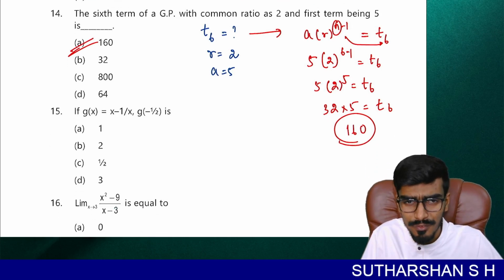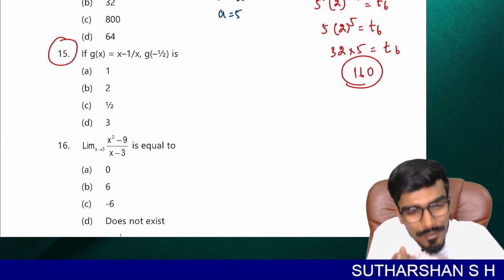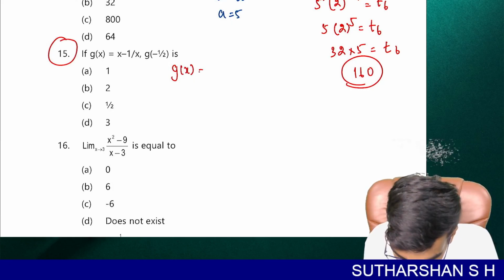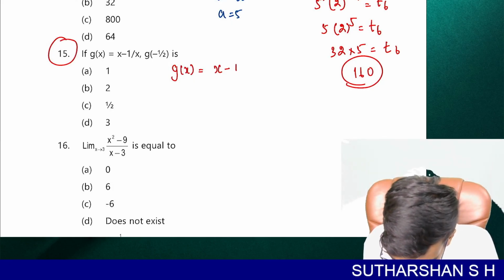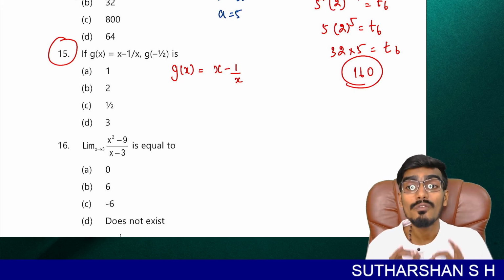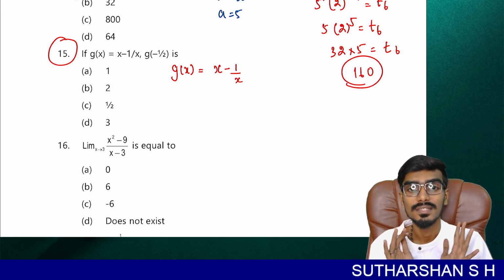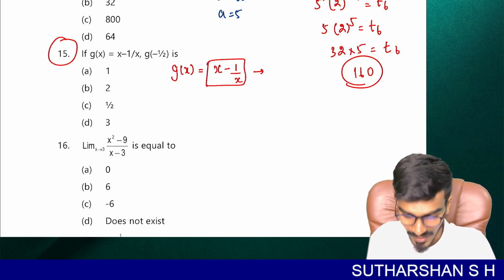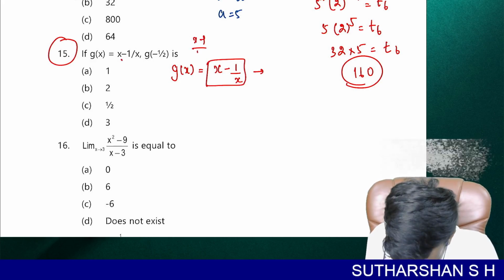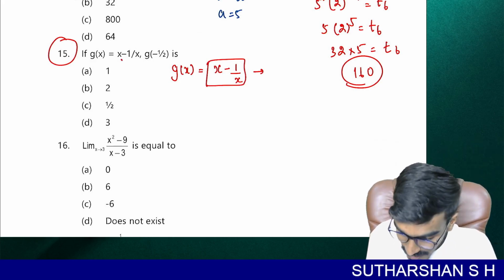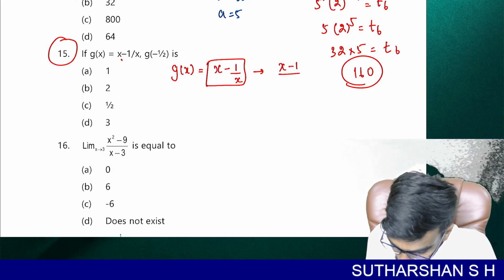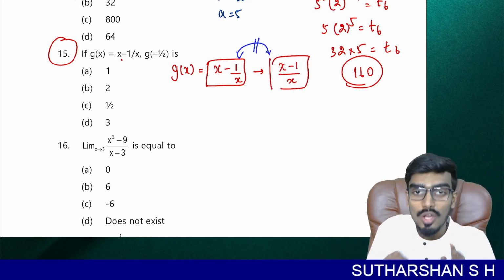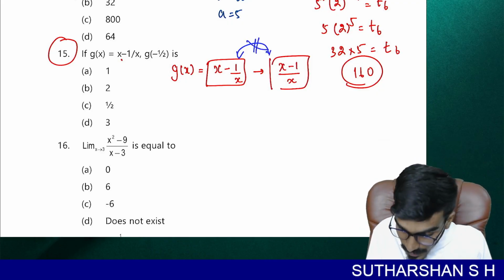Now come to question number 15. There are two different ways of understanding this question. Someone may understand g of x is equal to x minus 1 by x. This is a wrong way of understanding this. It is one way of understanding because they have not even given it in a proper way. But the exact thing they have given is x minus 1 divided by x. This is completely different from the other. Both are not equal. They are completely different things.